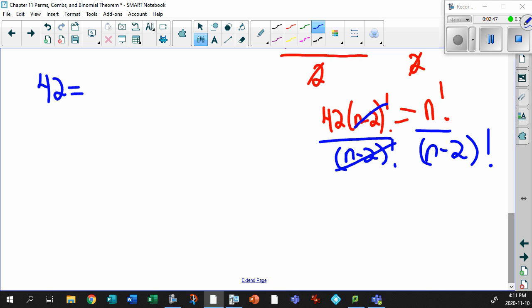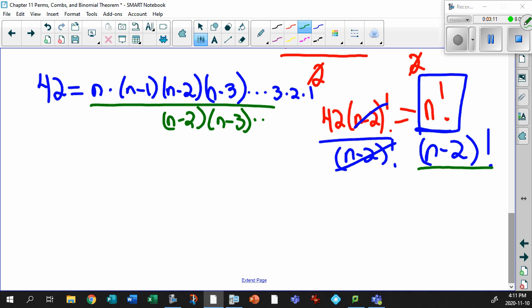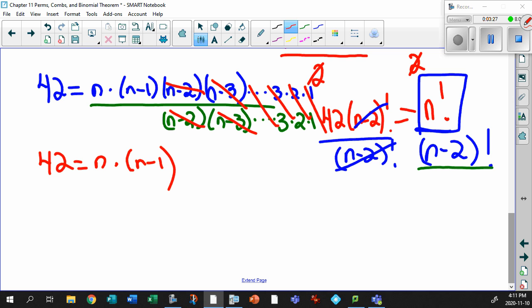That's 42 equals n factorial, which you know is n times (n minus 1) times (n minus 2) and so on, dot, dot, dot, 3 times 2 times 1. See where I'm going with this? Whereas on the bottom now, this is (n minus 2) factorial. So you're in fact going to start right here: n minus 2, n minus 3, and you know the rest of this goes to that. And lo and behold, check it out. All of this cancels out, leaving you 42 equals n times (n minus 1). Holy smokes. This is simple now.